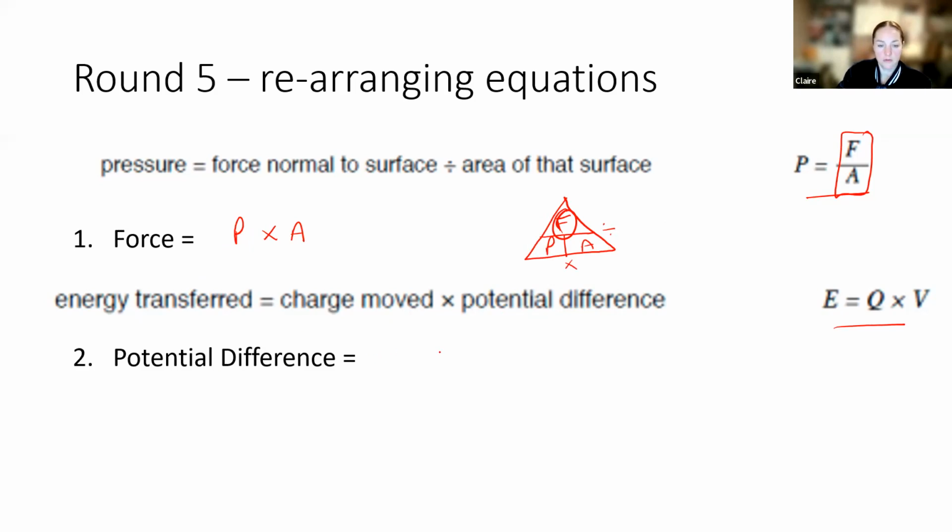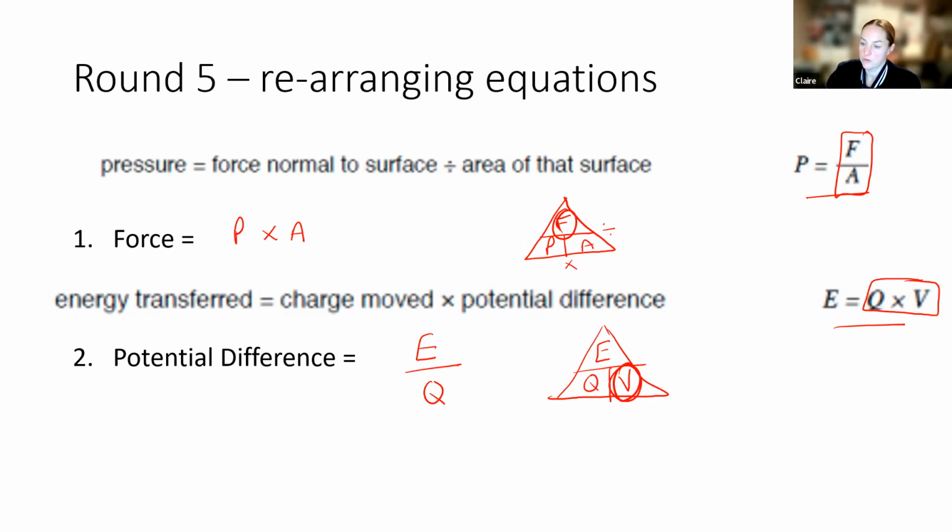And then potential difference, again I'll show you how to do the triangle because that's the easiest way. So again, I've got the Q charge times by potential difference, and therefore the last one goes at the top, which is your energy, and we want potential difference, so we cover that one up, and therefore it's energy divided by charge. Okay, so that's how I would do those.